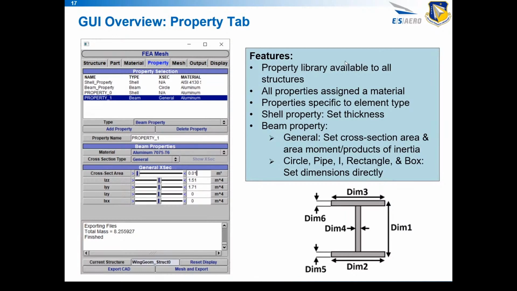Beam properties, we have a couple of different options. You could do a general cross-section type, so that's going to be specified by its area, moment, and products of inertia, or we have some standard types of circle, pipe, rectangle, box, things like that. There's a little show XSEC button here. If you click on that, it'll identify which dimensions we're talking about when we just list out dim1, dim2, dim3 as parameters. So that's what that'll show you.